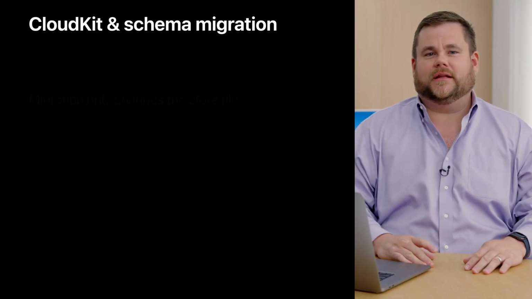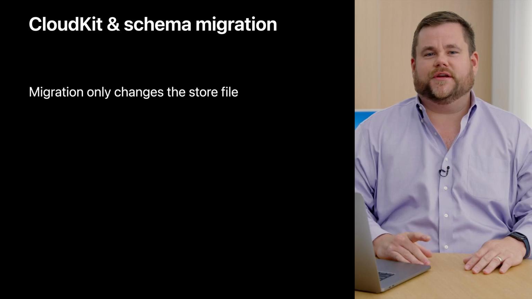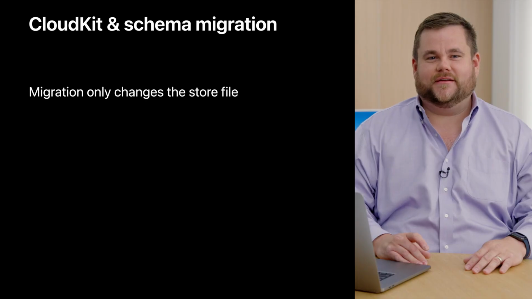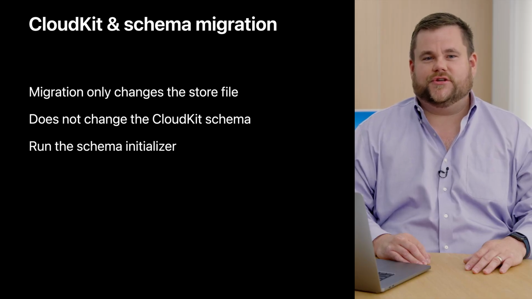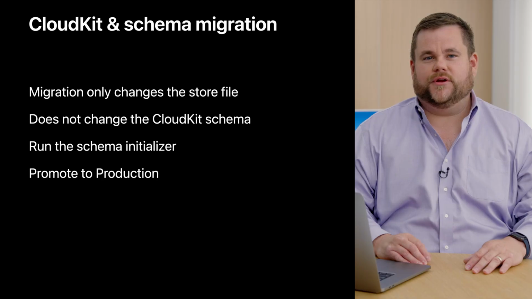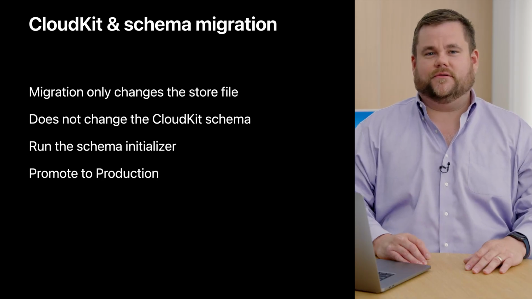When it comes time to update your data model, keep in mind that lightweight migration only materializes schema changes in the local store file. Regardless of whether a particular store is used with CloudKit, migration will only change the store on disk and does not make changes to the CloudKit schema. You still need to materialize those changes in the development database by running the schema initializer and then promoting those changes in development to production using the CloudKit console.